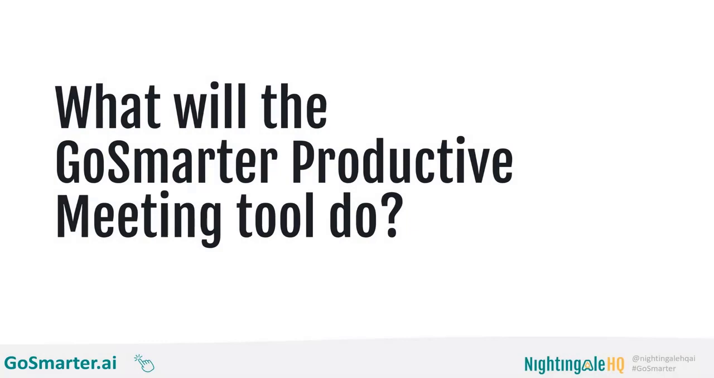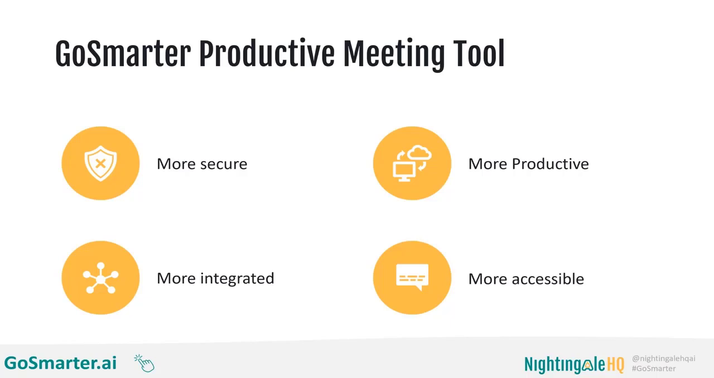Why should you choose the GoSmarter Productive Meeting tool? The GoSmarter project is designed to help small businesses thrive in an age of COVID-19, when we're all working remotely, when we're having to adapt incredibly quickly to changes in the world around us. We've tried to develop these tools to be really easy for businesses to incorporate into their everyday lives. So the GoSmarter Productive Meeting tool is mostly built on top of Microsoft Teams, which is what we're using today.